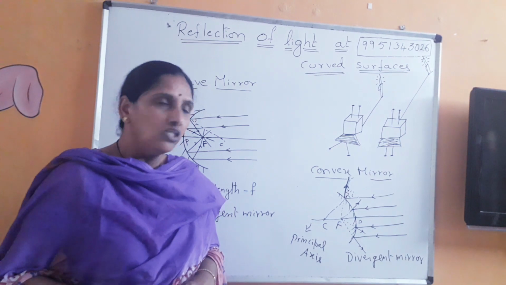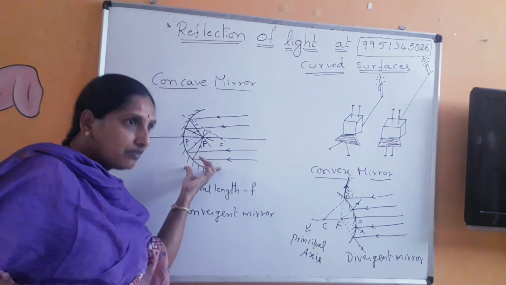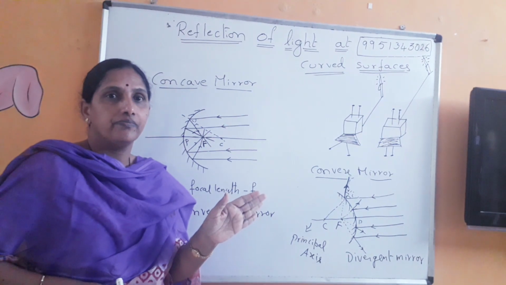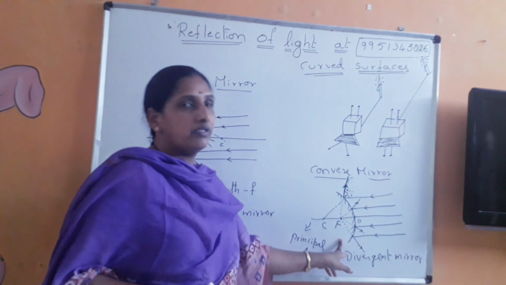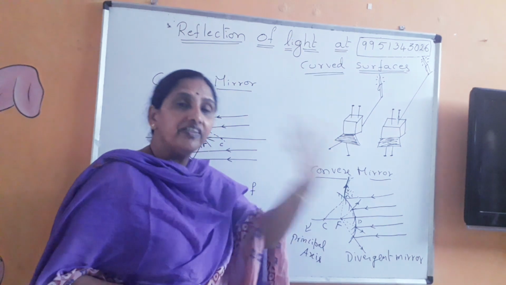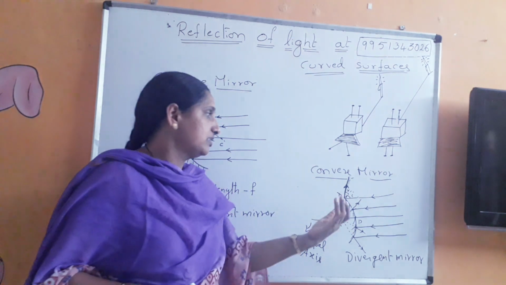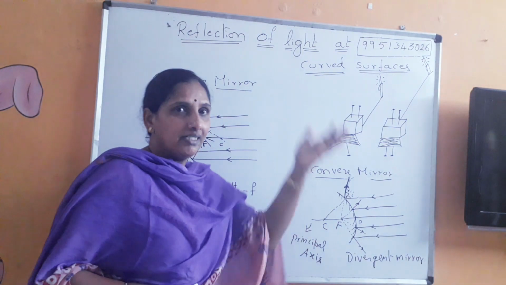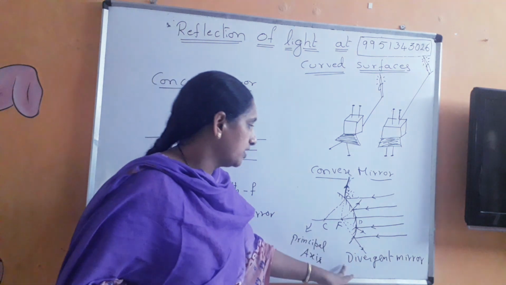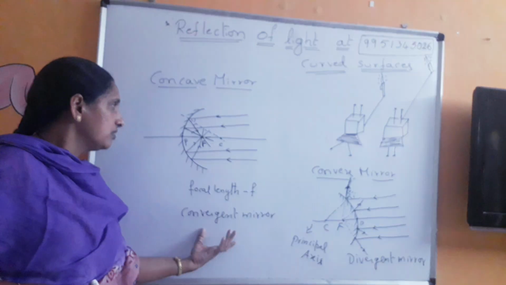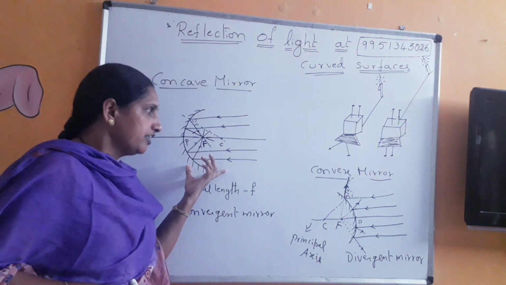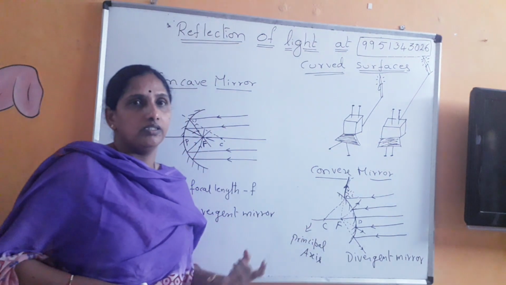Is that clear? So here a real image will be formed. That means the image can be captured on a screen. And here a virtual image is formed. That means only the people who will be viewing it can feel as if it is happening or as if the point is here. But it cannot be captured on a screen. So virtual images are formed in case of convex mirrors, and real images are formed in case of concave mirrors. Okay, this is concave mirror and this is convex mirror.